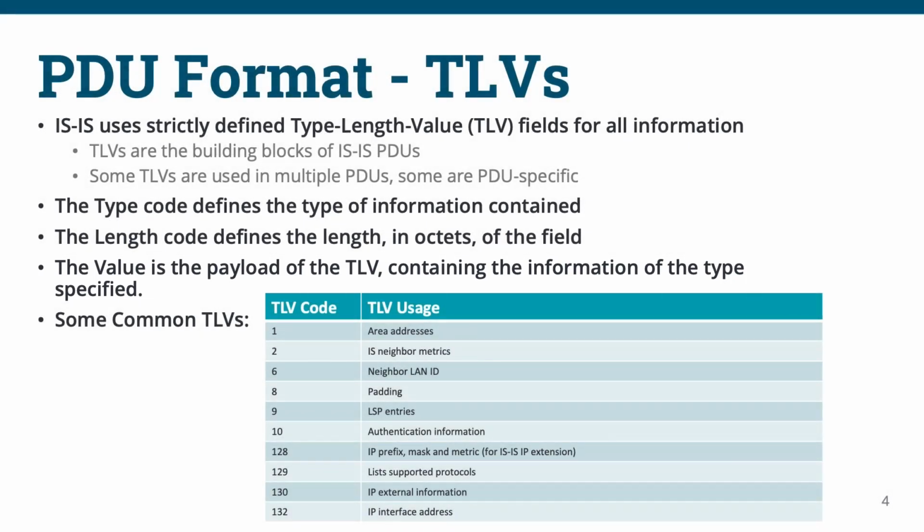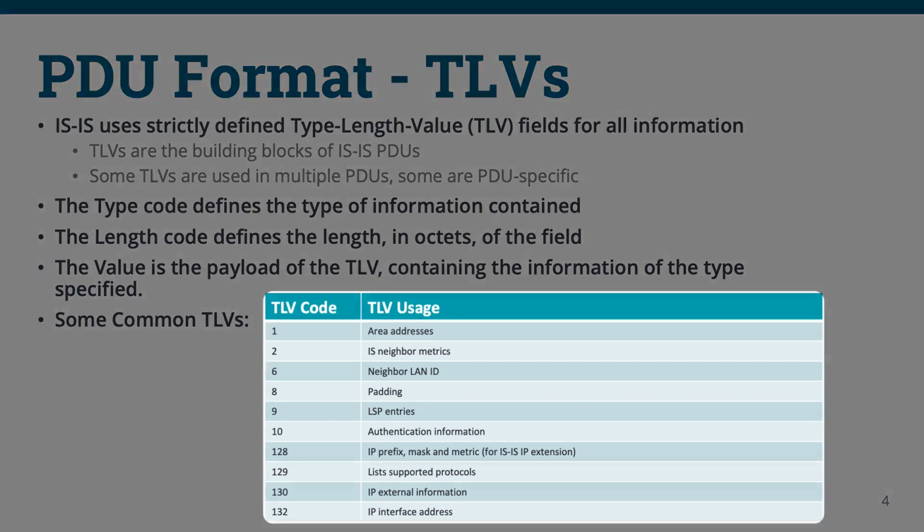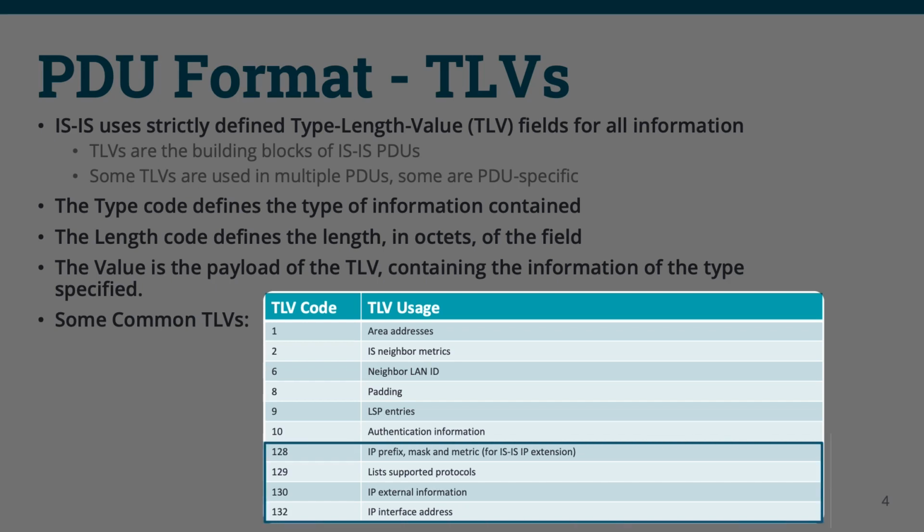There are many types defined for ISIS. Some of them are shown in this table. This is not an exhaustive list, though contains many of the type codes for TLVs we would encounter in our networks. Note that since the IPv4 routing extensions were not added to ISIS until later in the protocol's life, the TLV codes for IPv4 reachability information are down here at the bottom, starting at type code 128.